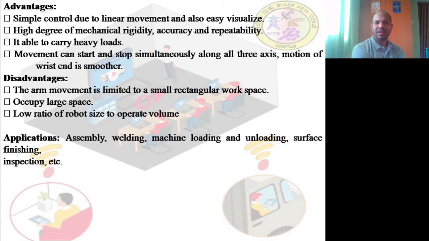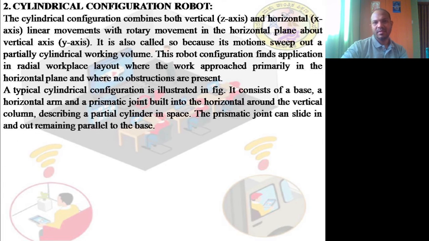Because it doesn't move in curvature, it should have a low ratio of robot size to operating volume. In terms of applications, it is used in assembly, welding, machine loading and unloading, surface finishing and inspection, etc. These are a few applications of these Cartesian coordinate systems.